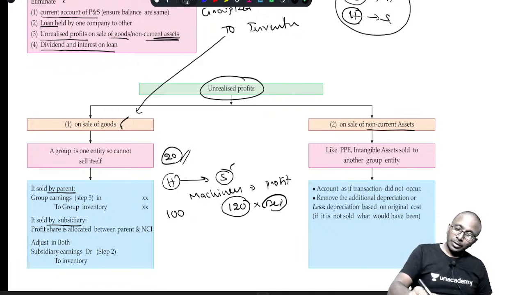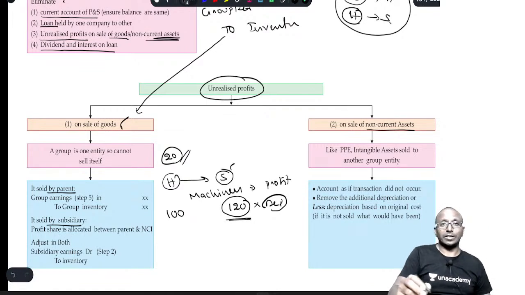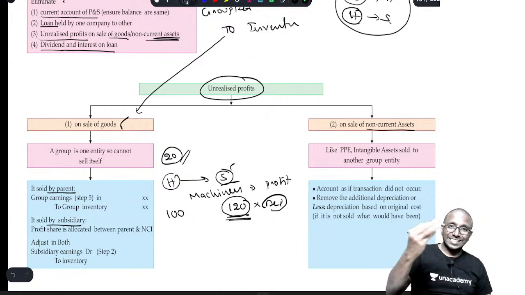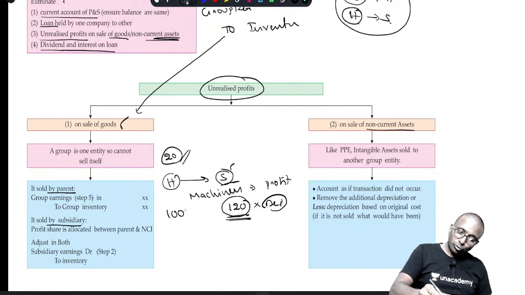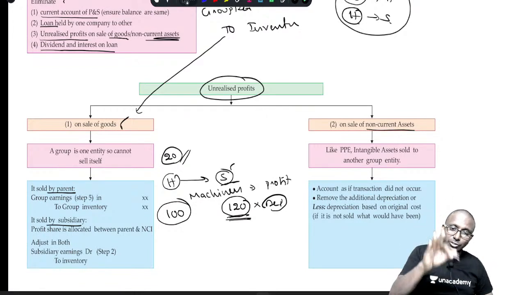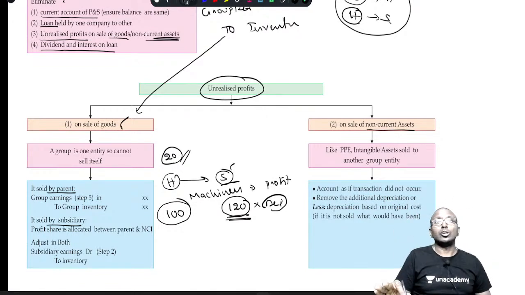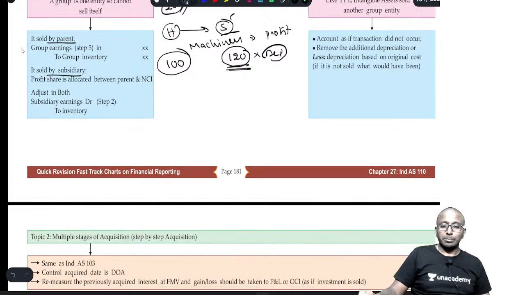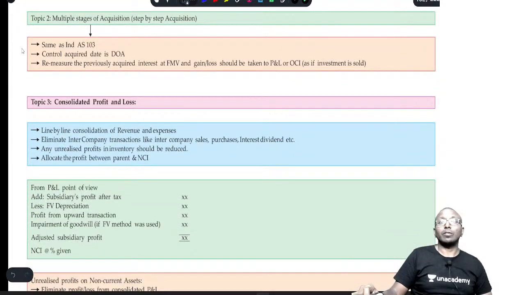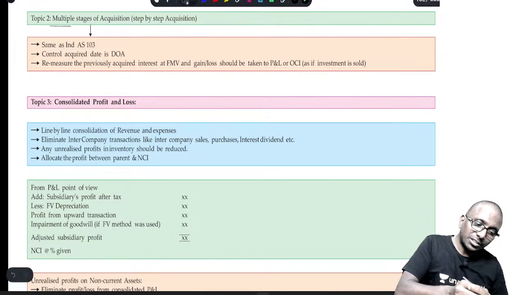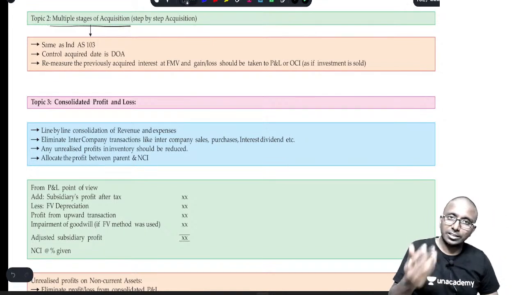At the same time, you should give effect to the financial statements. Even though the subsidiary charged depreciation on 120, that is excess depreciation. The net effect should come as if it had not been sold. What would the depreciation have been? That depreciation only should impact the consolidated financial statements. Individually, let them do it, but when it comes to consolidation, we will not allow this. Okay? Right.